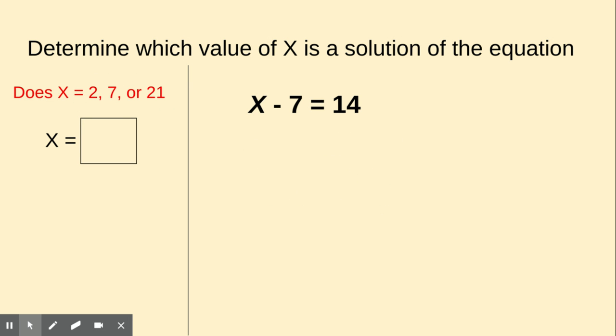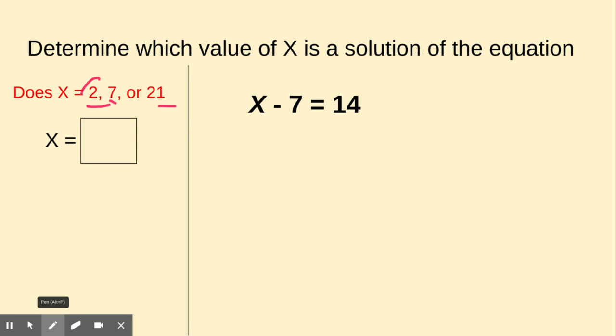Now I want you guys to try this one. Does x equal 2, 7, or 21? So plug in these three numbers for x and try and figure out what x equals. Is it 2, 7, or 21?